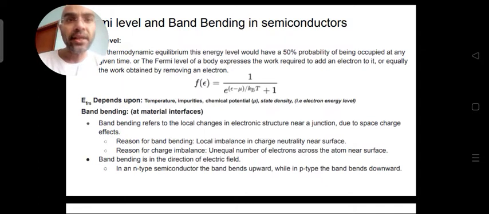And this band bending is because of the imbalance of the charge. In the material there should always be charge neutrality, but at the surface the charge neutrality is not there. There is an imbalance in charge neutrality near the surfaces. So that is the reason for band bending. And why is this charge imbalance there? Charge imbalance means that, let's say, near the surface there are some atoms.